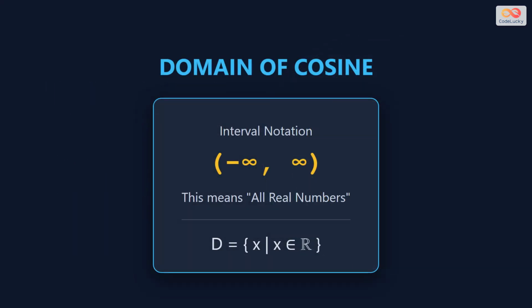Since we can input any angle, the domain is all real numbers. In interval notation, we write this as negative infinity to positive infinity.